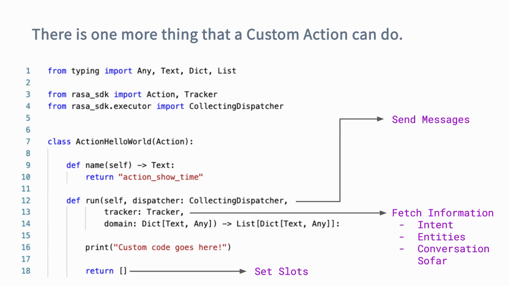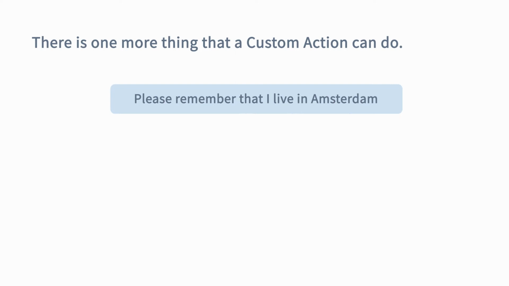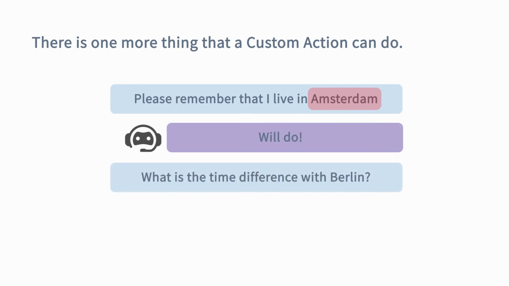So let's do one more example, but this time we'll use the setSlot event to store information that will be used later in the conversation. So let's expand on the previous example. And we'll do that by allowing the user to declare where they live. The idea is that if we know where the user lives, the user is able to ask what the time difference is between where they live and another city.